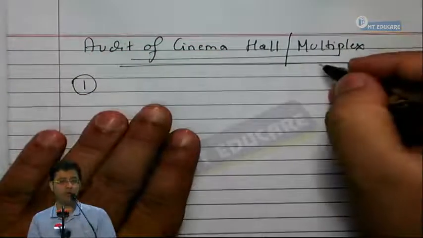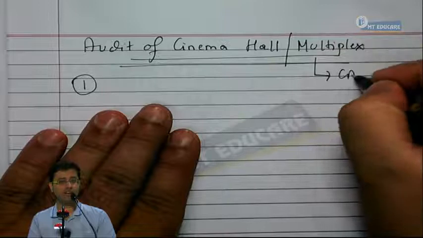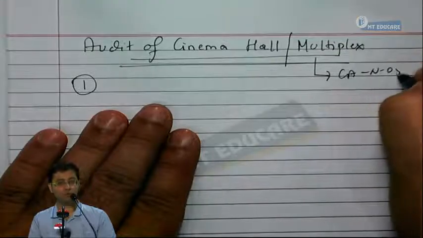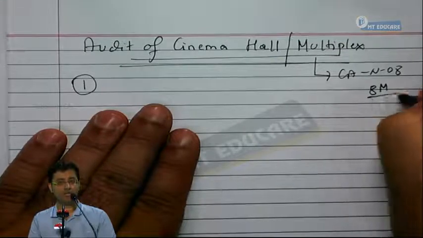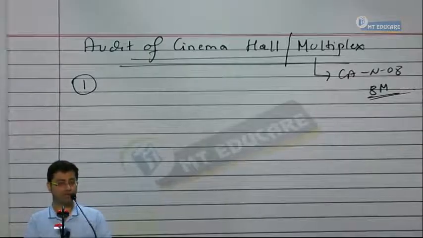Audit of cinema hall or multiplex. This was asked in final CA November 18 also. I think I told you in the last lecture. It was asked for 8 marks. Good question.